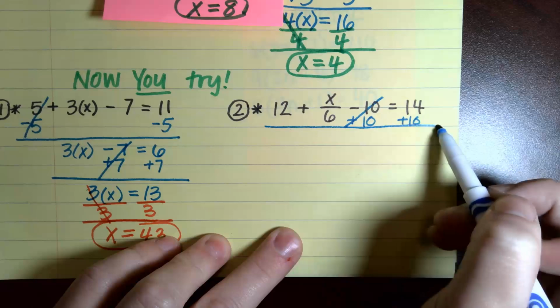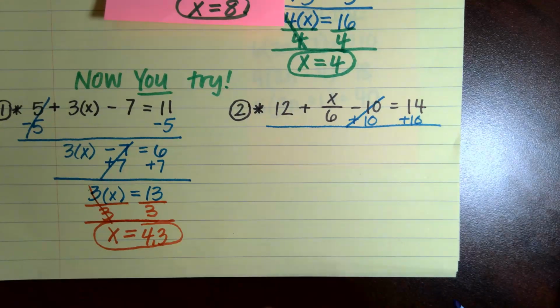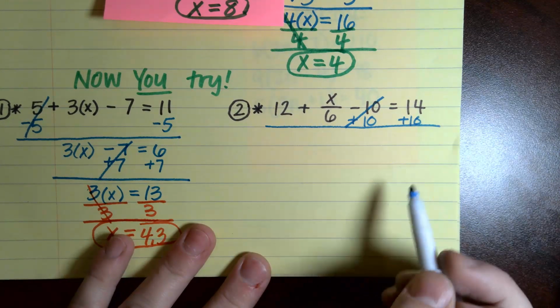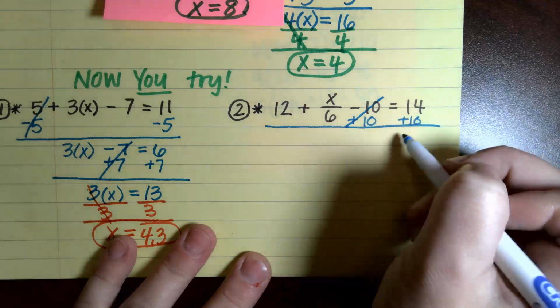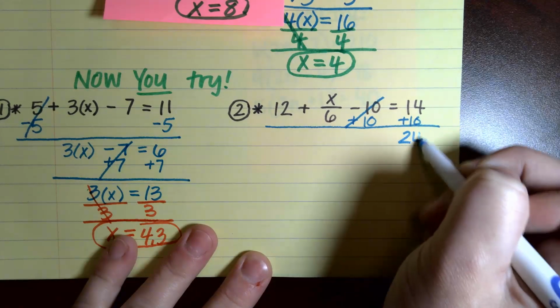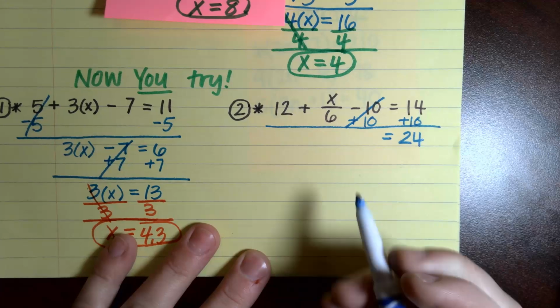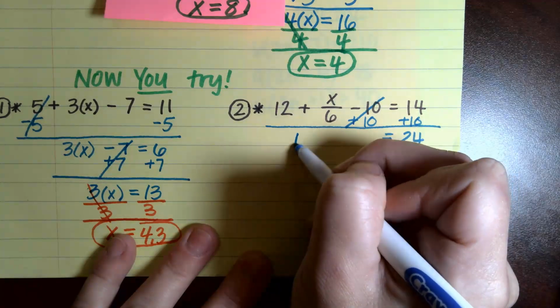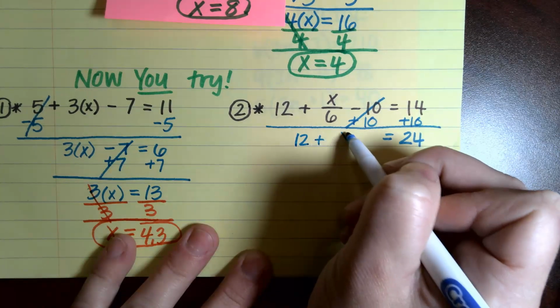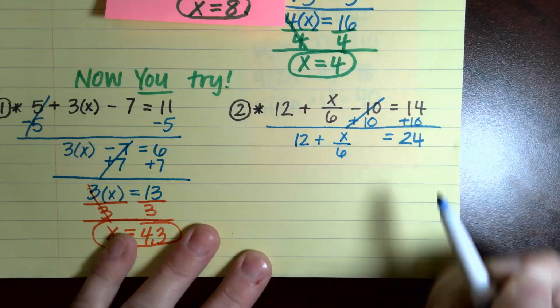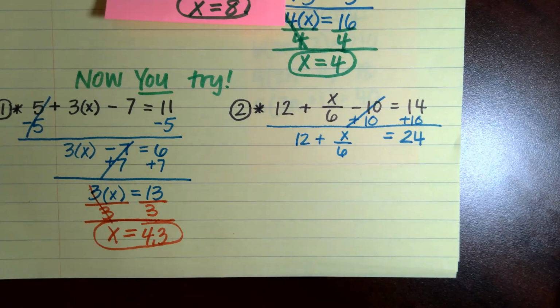Right. And what should we do now? Add 14 plus 10. Yep, 14 plus 10 is 24 equals, and what do we have left to bring down? 12 plus x divided by 6. Yes, we have 12 plus x divided by 6 equals 24.